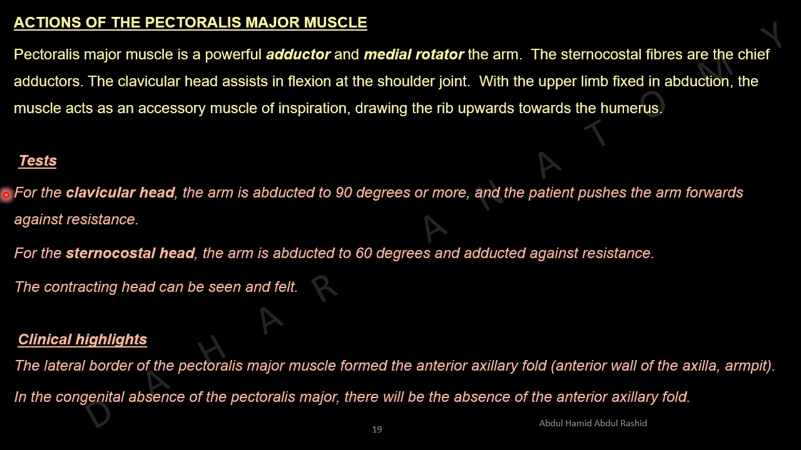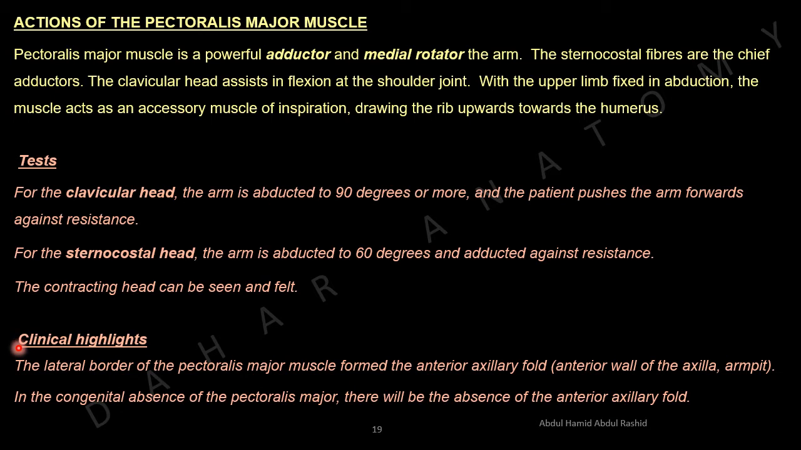Thus, to test the clavicular head, the arm is abducted to 90 degrees or more, and the patient pushes the arm forwards against resistance. For the sternocostal head, the arm is abducted to 60 degrees and adducted against resistance. The contracting head can be seen and felt.